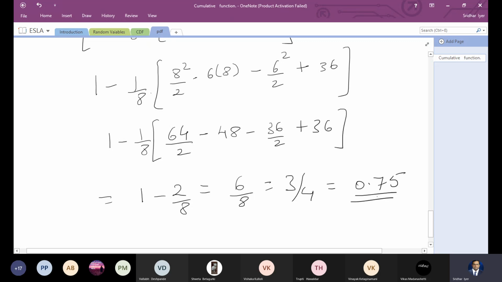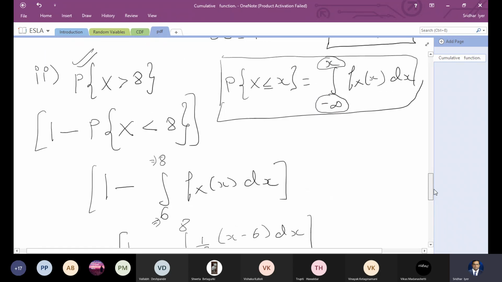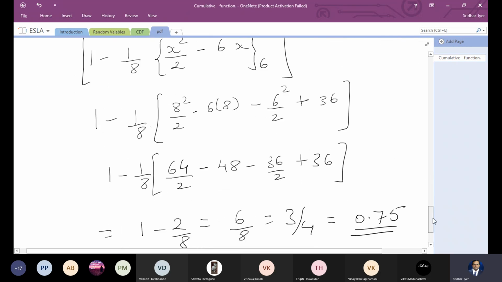Okay, so you can see that the total value here has not come to be 1. Why? Because we have not calculated till 10. We have calculated only till 8. Right? Because that is what the numerical was saying. Find the probability for P of X greater than 8. That is, we have done it for 1 minus P of X less than or equal to 8. Right? So that value has come to 0.75.